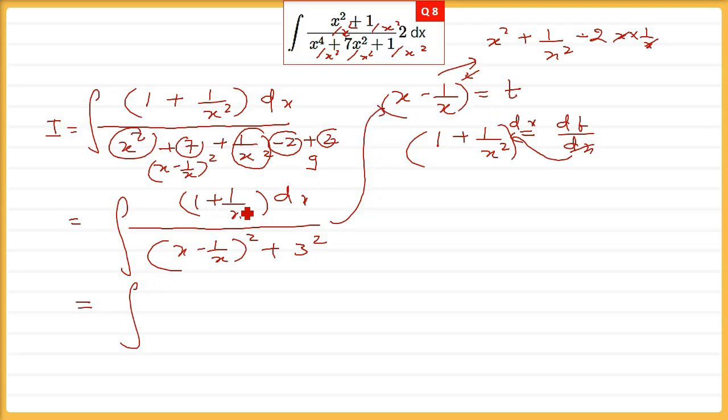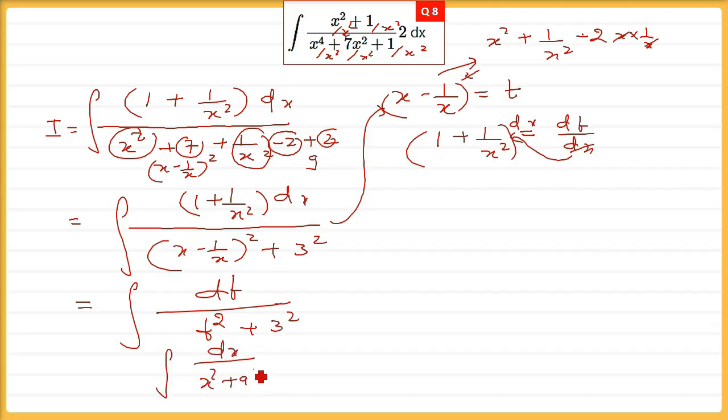So we are writing 1 plus 1 by x square dx as dt in the numerator. X minus 1 by x we have taken as t. So it will be t square plus 3 square. Now this has become equivalent to the formula we can apply here, x square plus a square. Dx by x square plus a square is 1 by a tan inverse x by a. X we will take as t, a as 3. So the result I am writing here is 1 by 3 tan inverse t by 3.